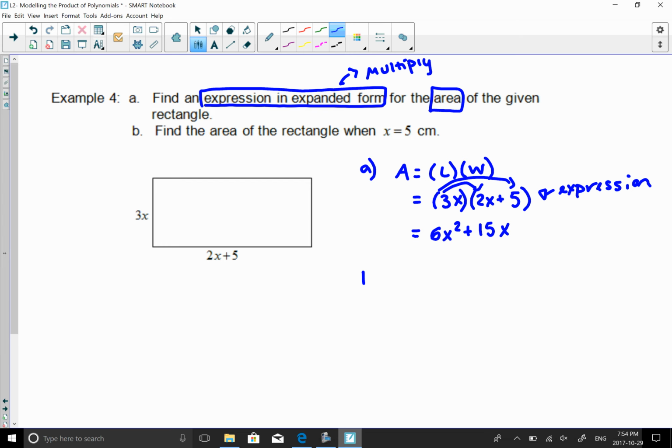Part B, let's see what it needs. Find the area of the rectangle when x is 5. So suddenly now I know x is 5. So if x is 5, you take your expanded equation and sub in 5. Wherever you see the x, you're going to plug in 5. So I plugged in a 5 there, and I plugged in a 5 here. So now I'm going to do my order of operations.